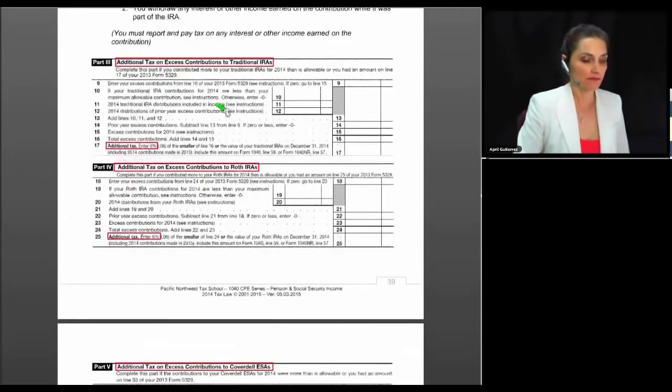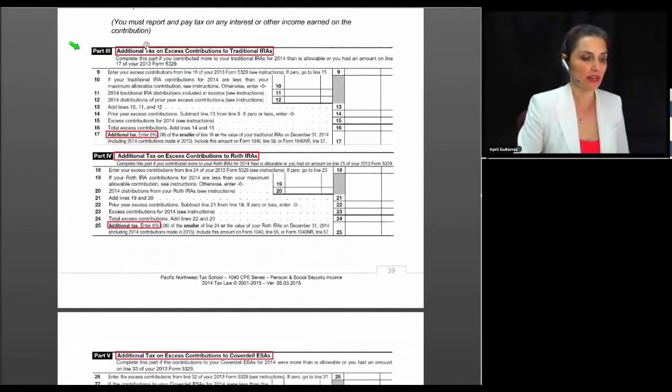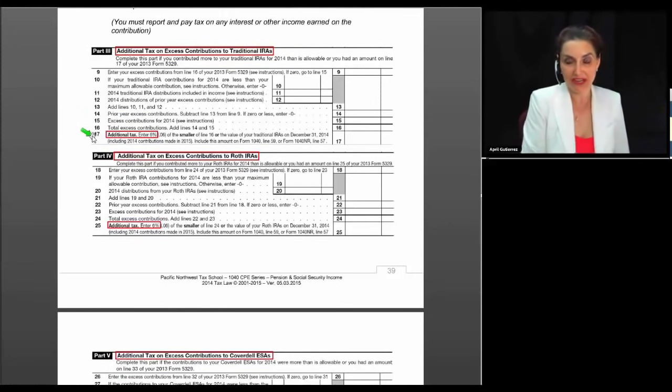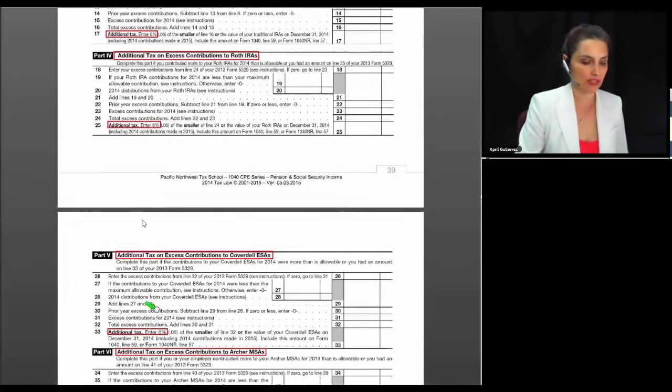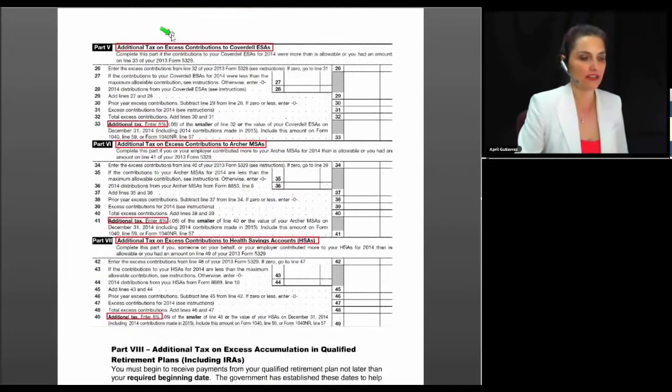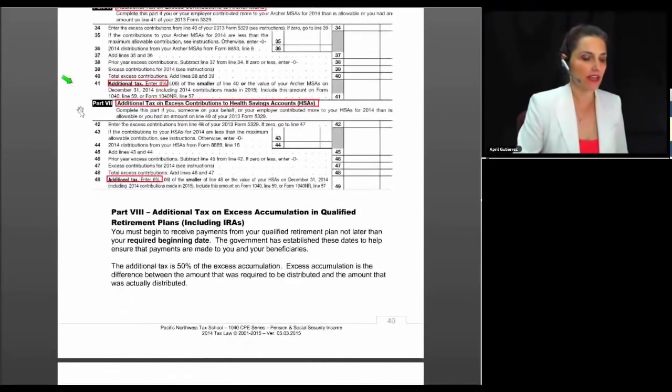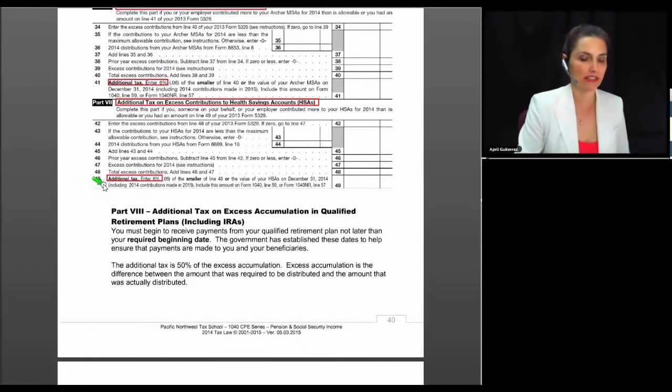So here we have Part 3 of Form 5329. You can see this is where we would figure the additional tax on excess contributions to a traditional IRA. Once you've figured out what that excess contribution amount is, and you haven't taken it out, presumably you take it out, but if you decided to leave it in there, then the additional tax is 6%. Additional tax on excess contributions to Roth IRAs, additional tax 6%. Additional tax on excess contributions to Coverdell ESAs, 6%. Additional tax on excess contribution to Archer MSAs, 6%. And finally, Part 7, additional tax on excess contributions to health savings account, 6%.